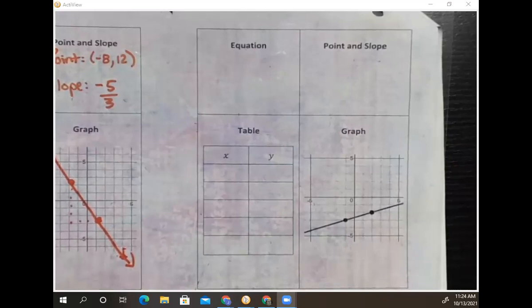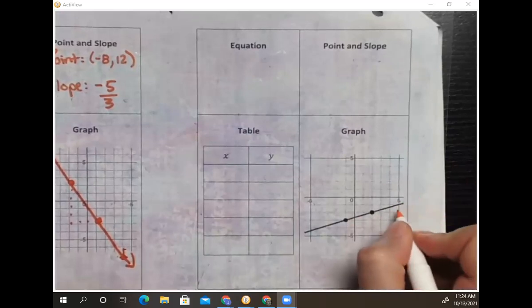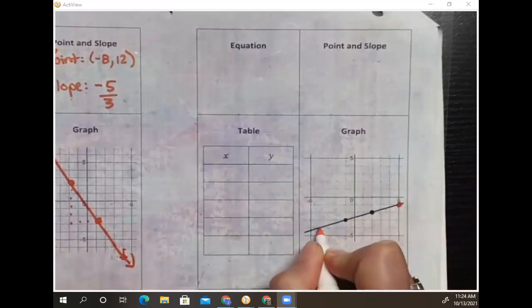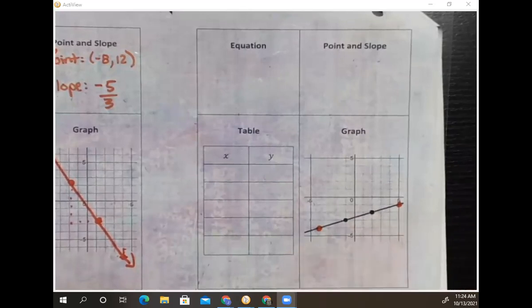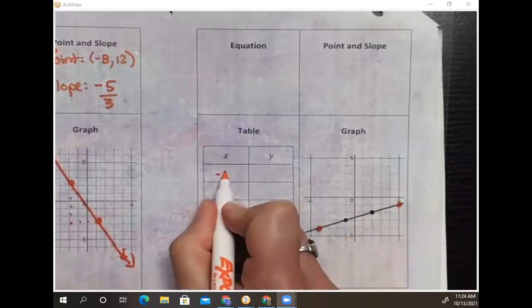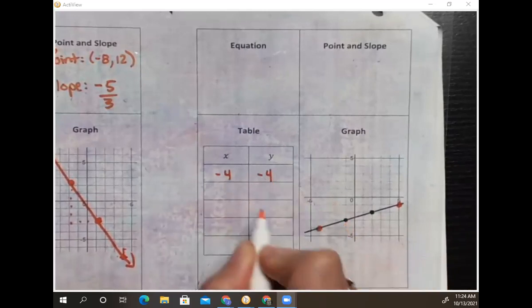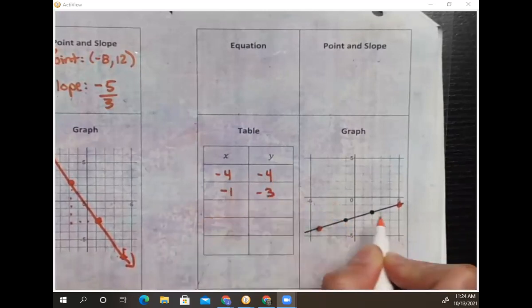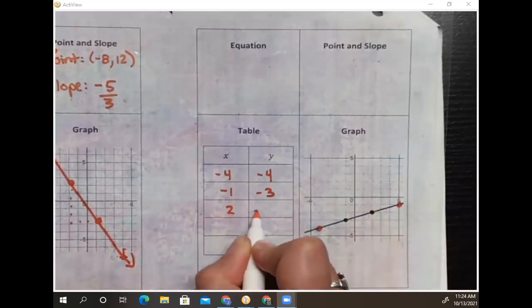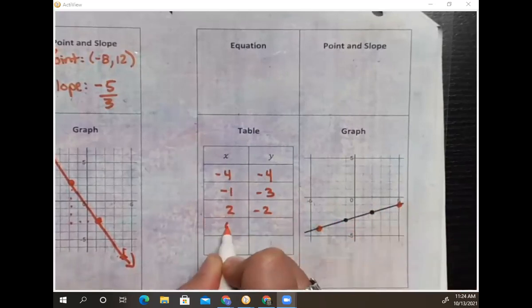Okay, let's take a look at this guy. For our graph, we've got 2 points that they bolded for us, but we can pick out a couple others. I'm going to go ahead and throw these into my table to start. So I've got the points (-4, -4), (-1, -3), (2, -2), and (5, -1). I have one open space in my table. So after I write my equation, I'll fill in that last space in my table.